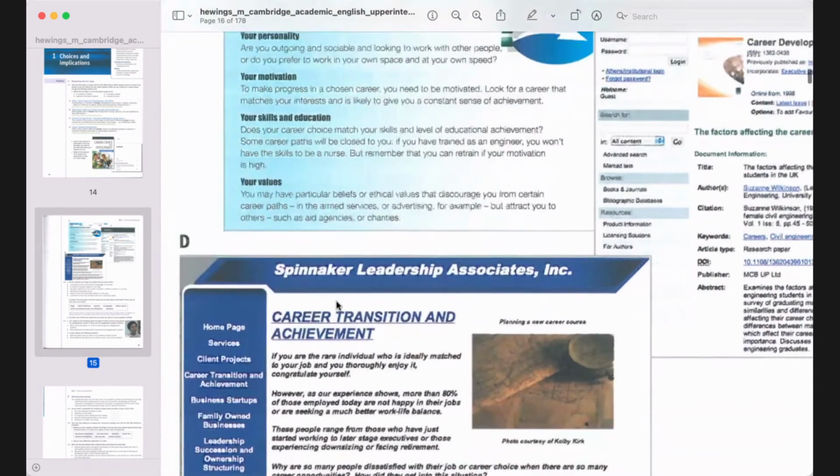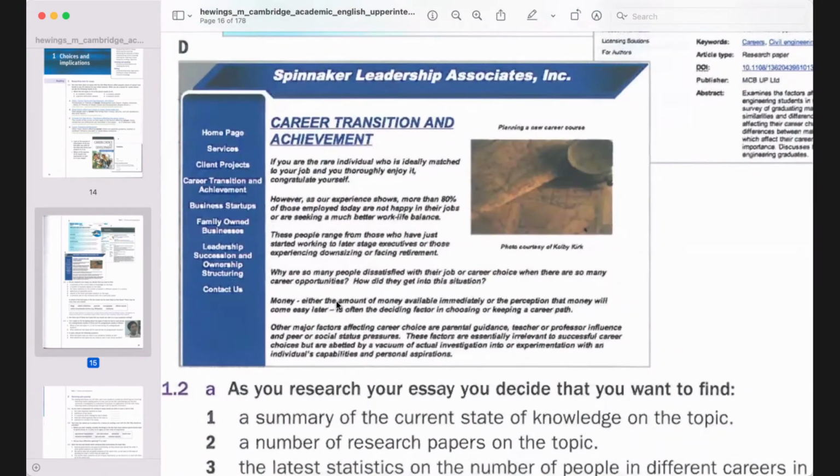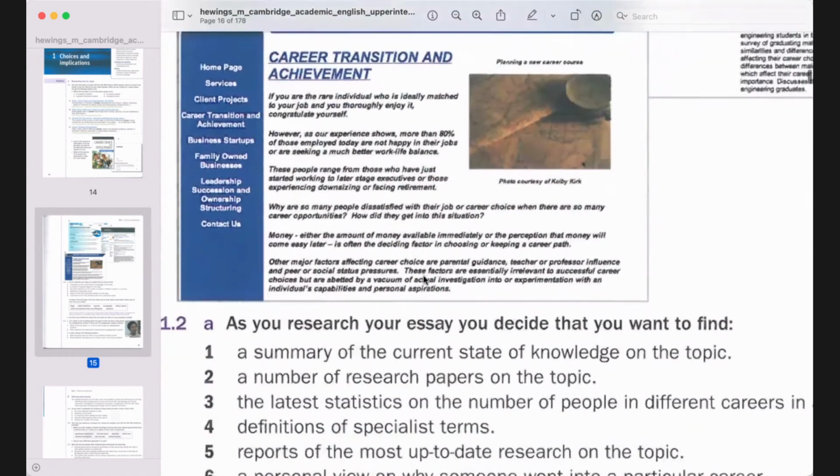Okay, and career transition and achievement, it's a website of a company, yeah? And they just give general information with the percentage of their employees.